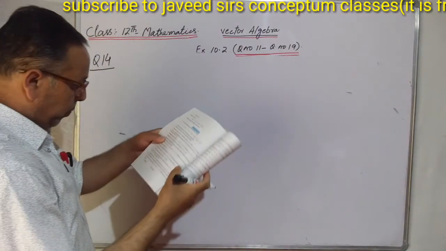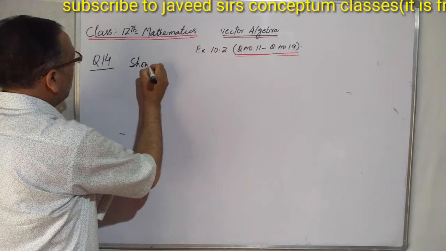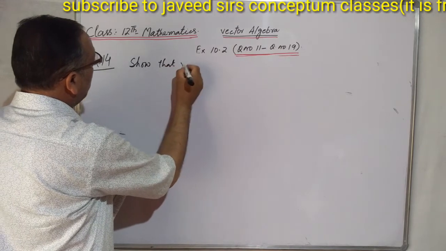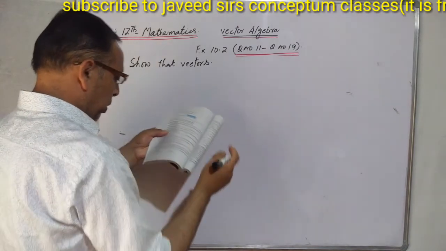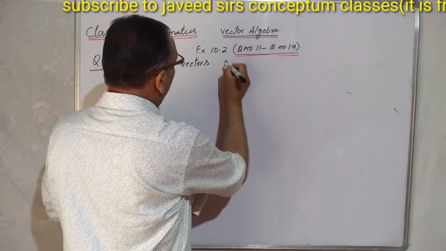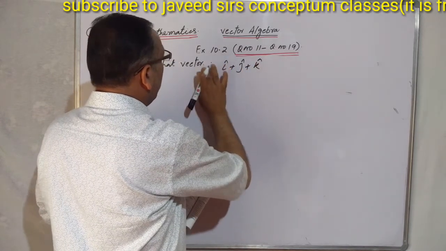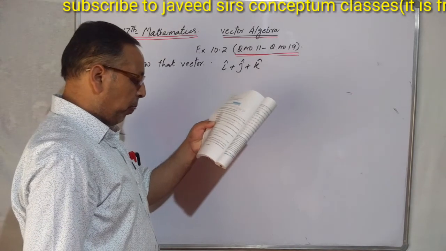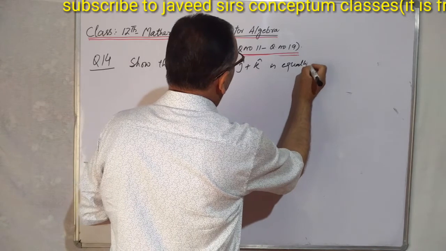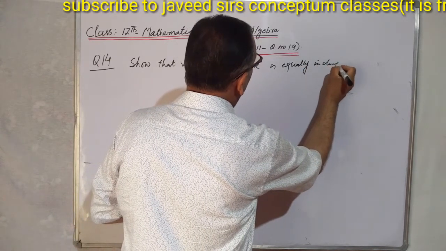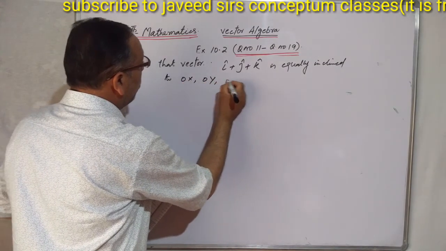Question number 14, show that the vector I cap plus J cap plus K cap is equally inclined to OX, OY, and OZ.